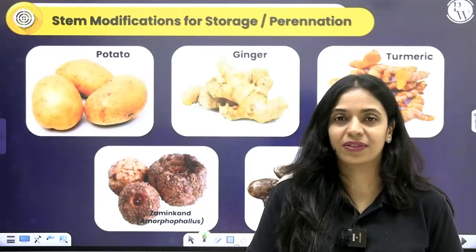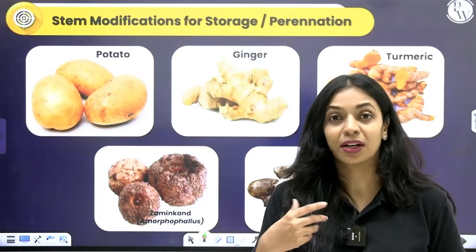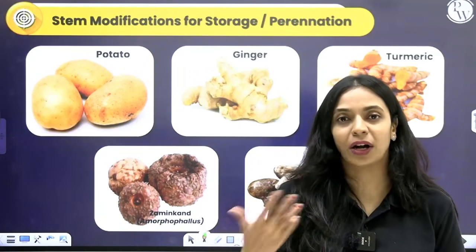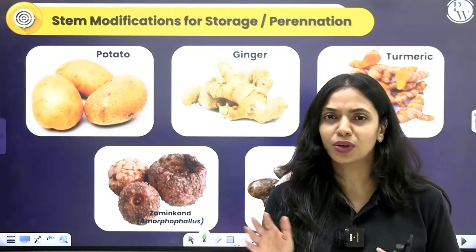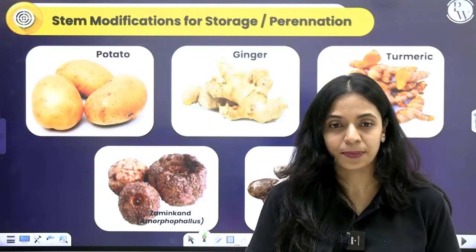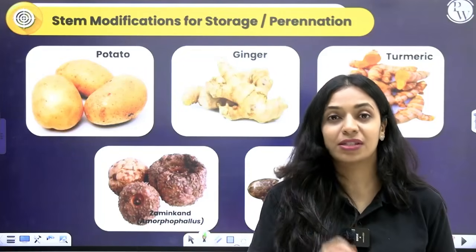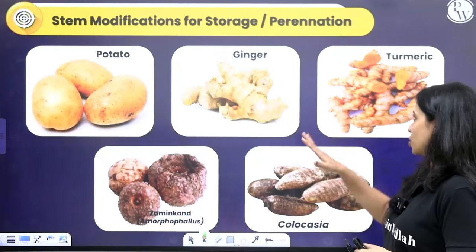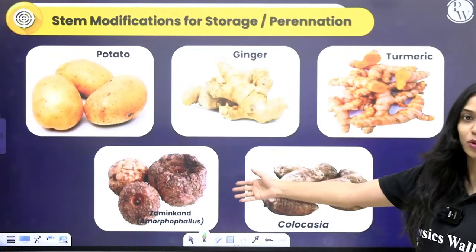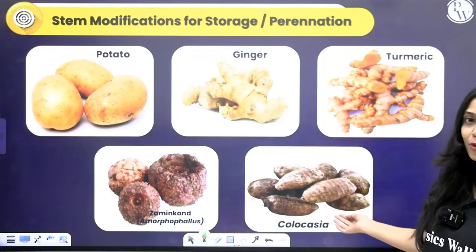On the return of favorable conditions, it will give rise to the new plant again. So it acts like an organ of perennation to tide over unfavorable conditions. Now here, as examples for stem modifications modified for storage, you have potato, ginger, turmeric, zameen khand, which is also called amorphophallus, and you also have colocasia.